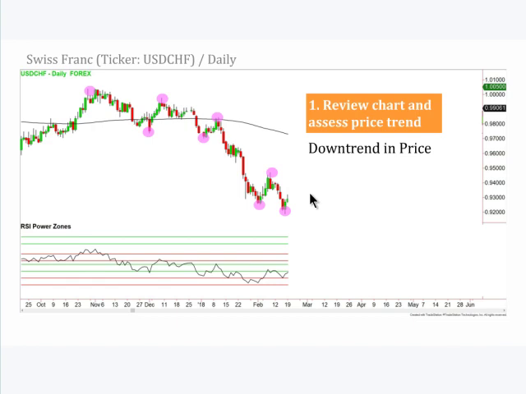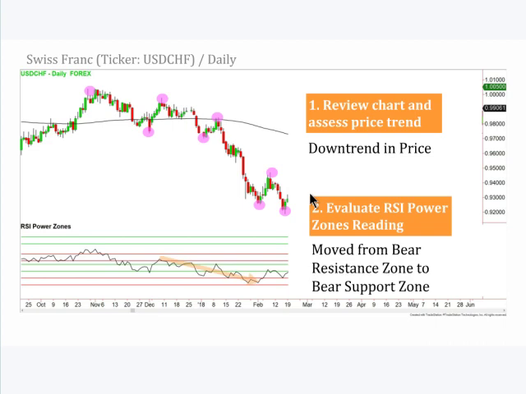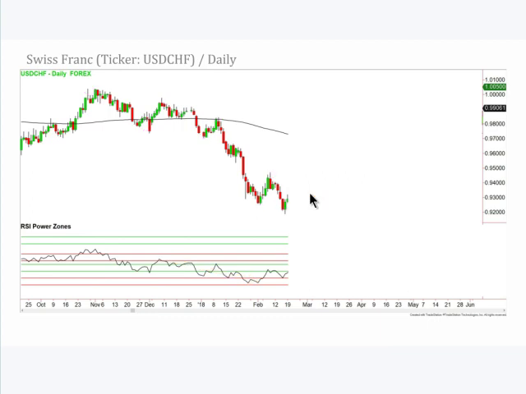Now, where are the RSI power zones? We need to evaluate the RSI power zones reading. Now, this is where it gets a little funny. It's not just nice and clean in one zone. When you look at this, you can see that the RSI moved from the bear resistance power zone with that first lower high to the bear support power zone with the latest set of lows. So this reinforces that this has been a downtrend situation with RSI respecting the bear zones, right? The two red zones. Now, there is a signal here between price and momentum.